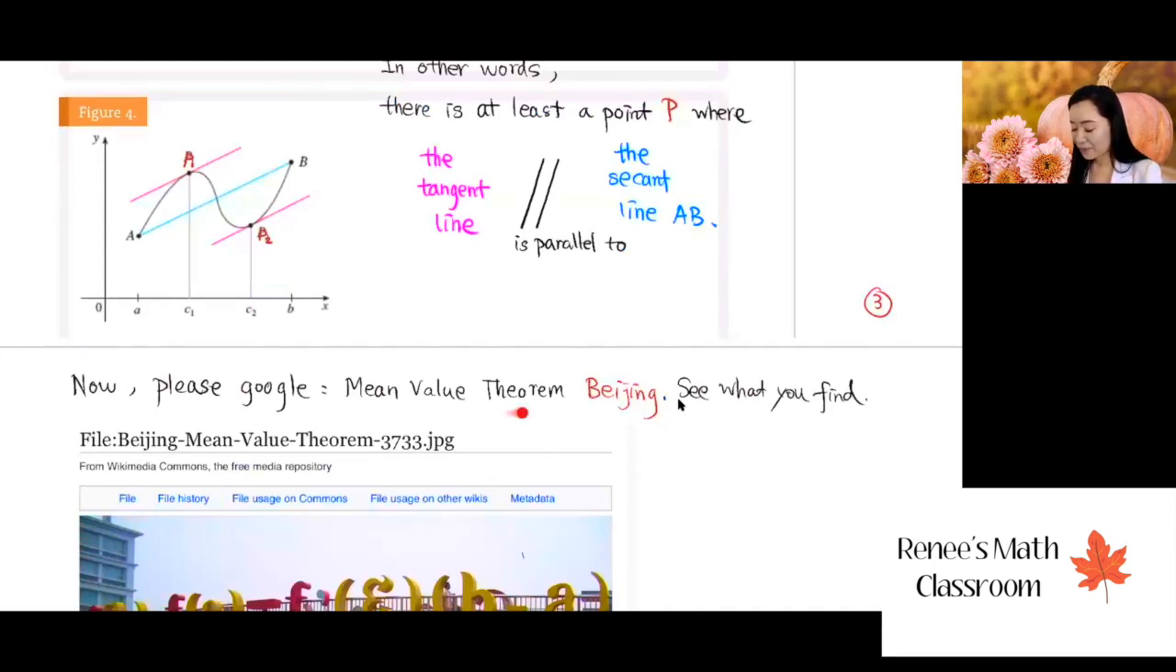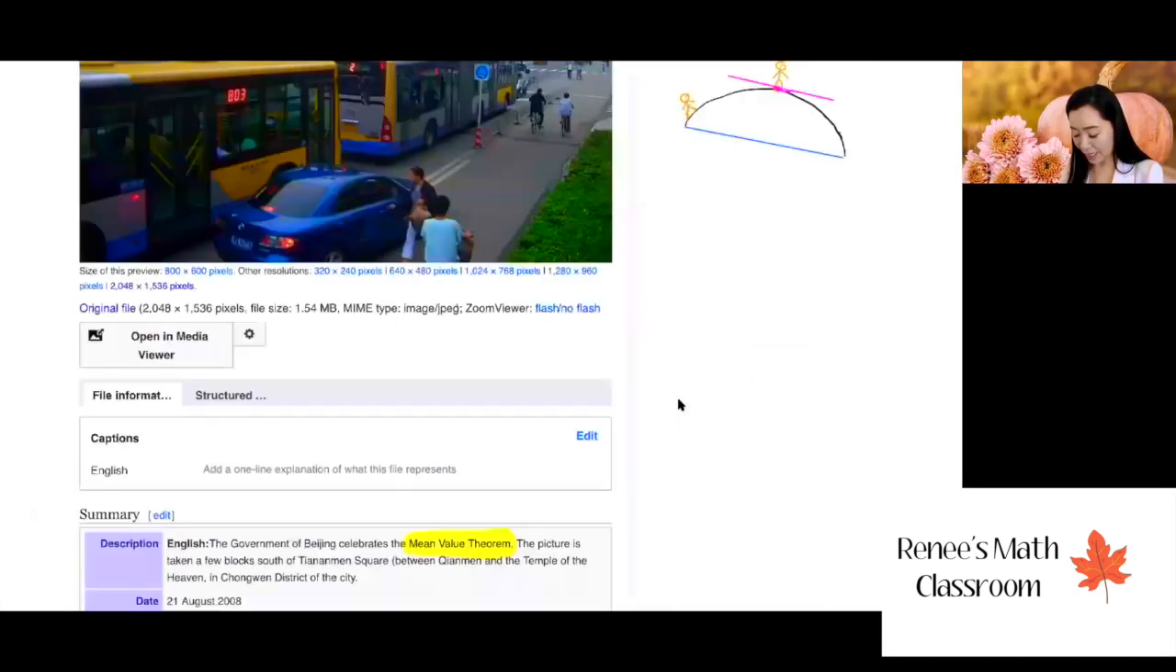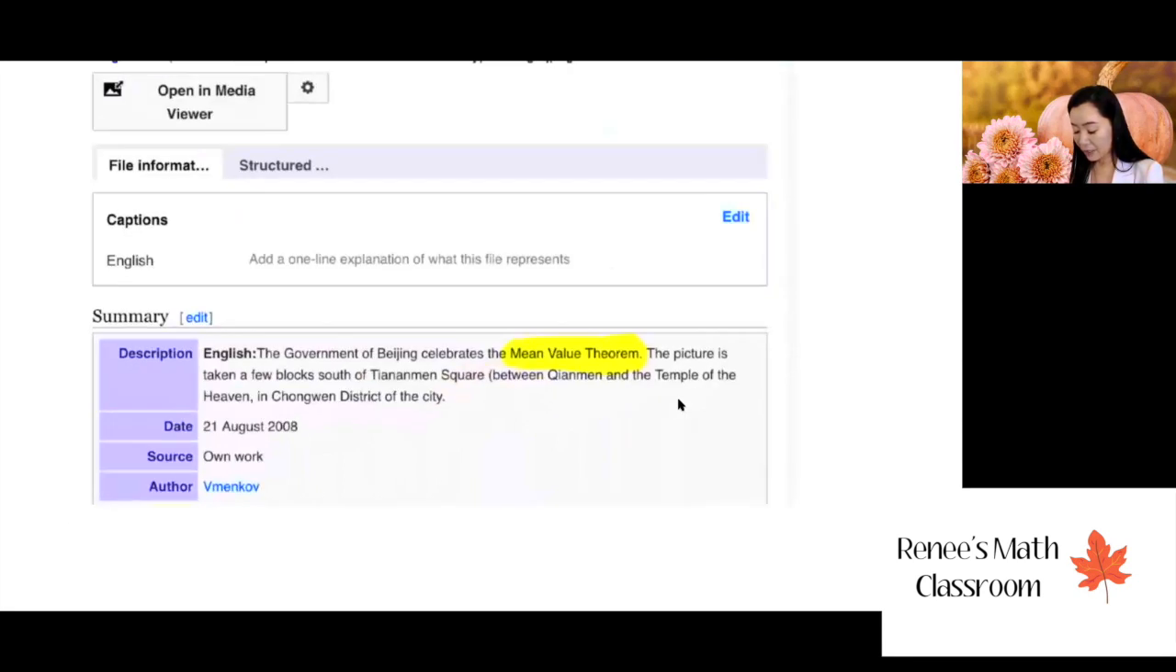So you Google mean value theorem Beijing and see what you find. Do you guys see this over here? Yeah. If you Google that, you find this. Okay, so what does it say? It says that the government of Beijing celebrate the mean value theorem, and the picture is taken a few blocks south of Tiananmen Square between Qianmen and the Temple of Heaven in Chongwen district of the city. And that was in 2008.